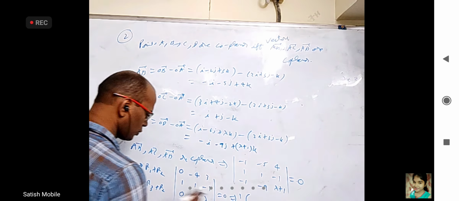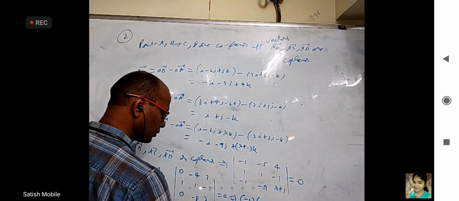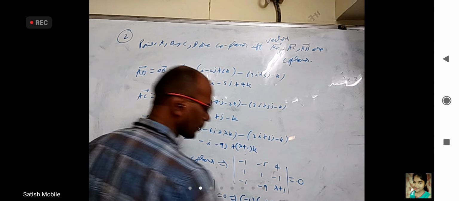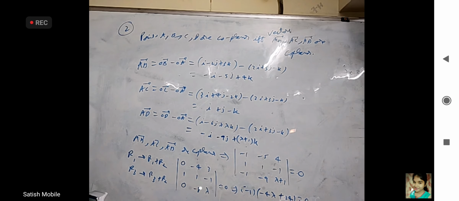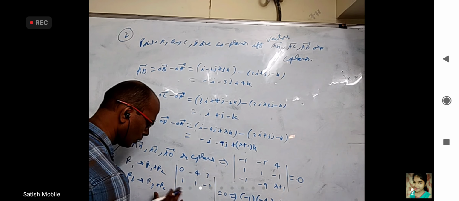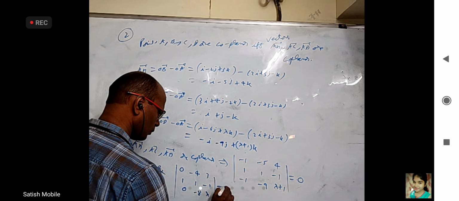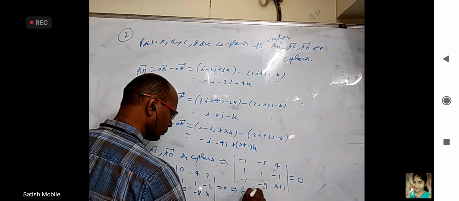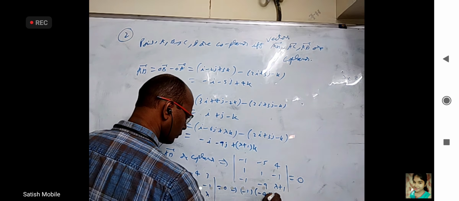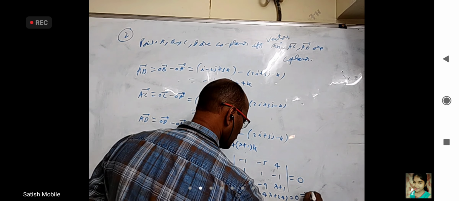That is minus 1 into, this is minus 4 lambda plus 24 equal to 0. You will get lambda equal to 6.